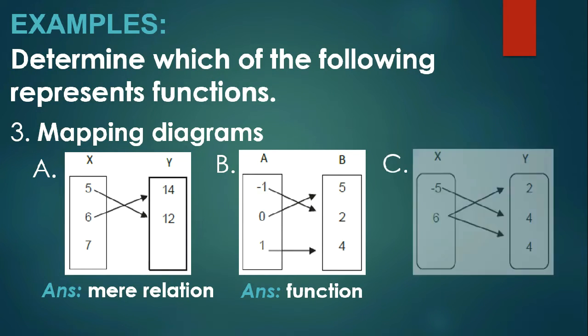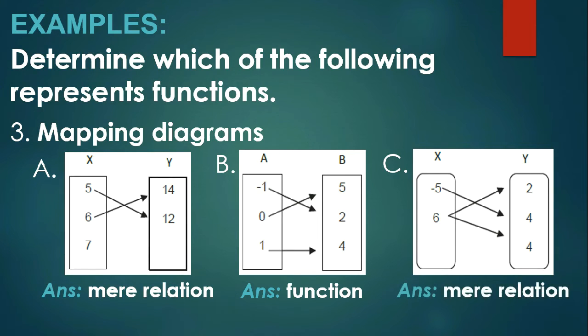The third one, we have this. Si negative 5 ay na-i-pair kay 4. Si 6 ay na-i-pair kay 2, which are 2 and 4. So, since naulit si 6, that is a mere relation.